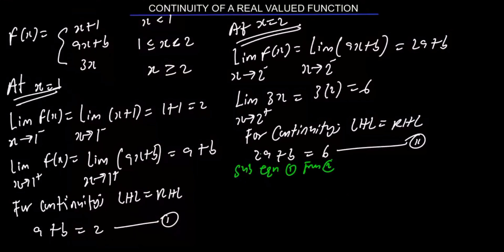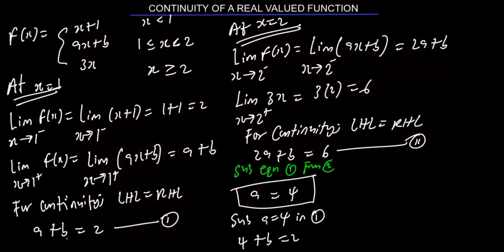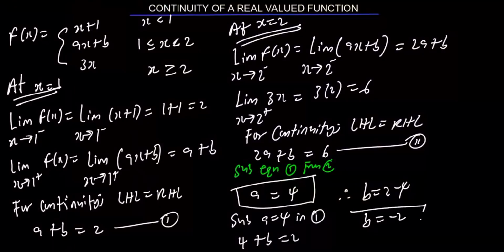So 2a minus a will give me a. b minus b will give me 0. 6 minus 2 will give me 4. So a equal to 4. Substitute a equal to 4 in equation 1, and that will give me 4 plus b equal to 2. My a is now 4. Therefore, b will be equal to 2 minus 4, and b will be equal to minus 2. So a is 4 and b is negative 2. So that is it on this type of question.